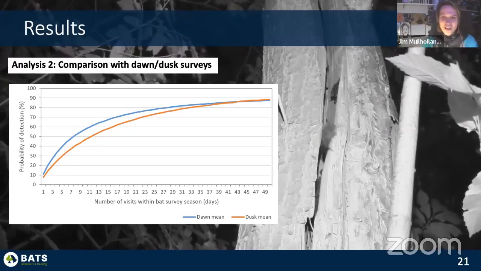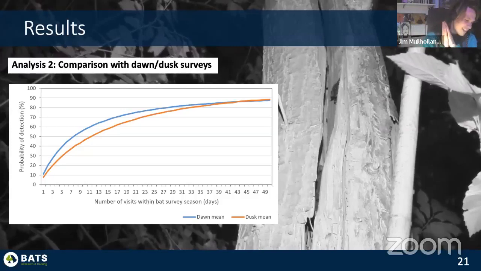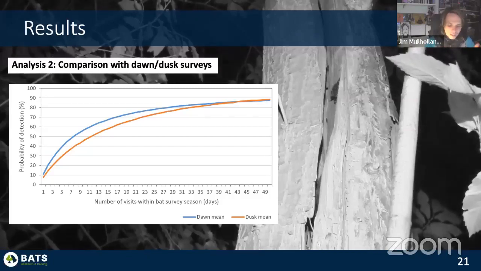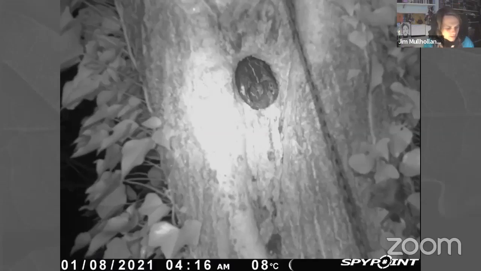But anyway, so we've heard about the low detection rates, which we already knew based on previous studies, the fact that when we go looking for bats in trees, we're just not very likely to find them on a small number of visits. So this concurred with what we already knew. So what can we find out then?